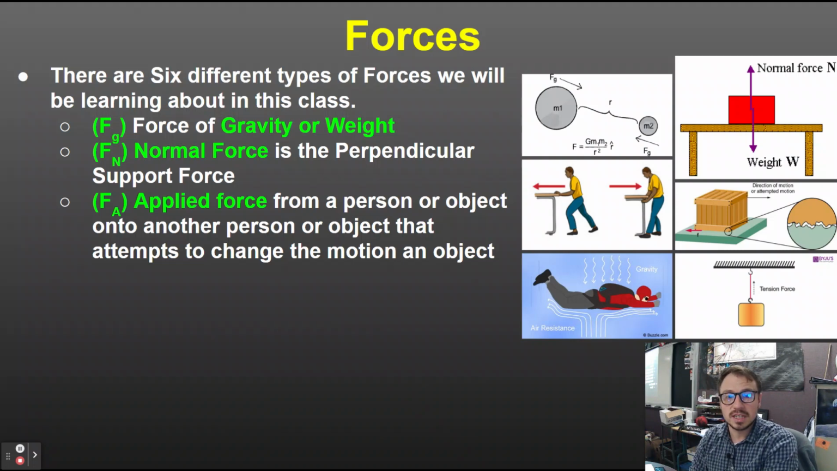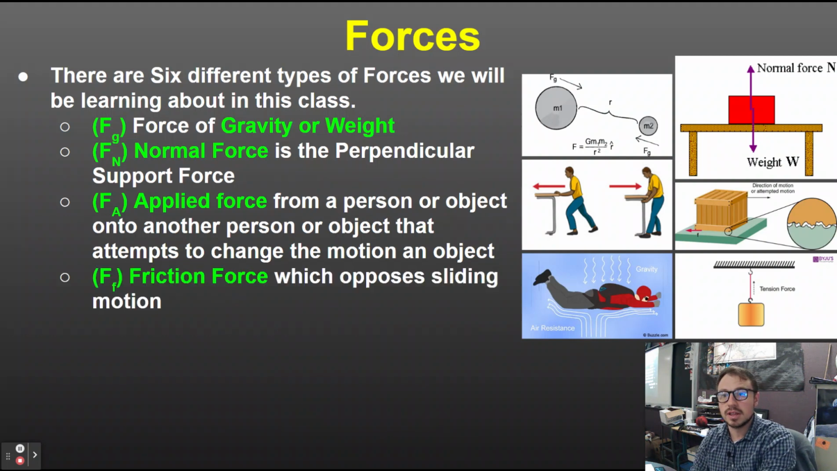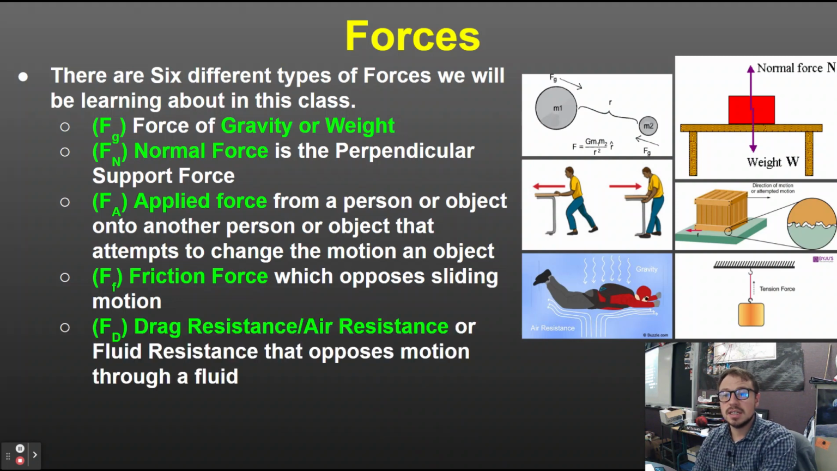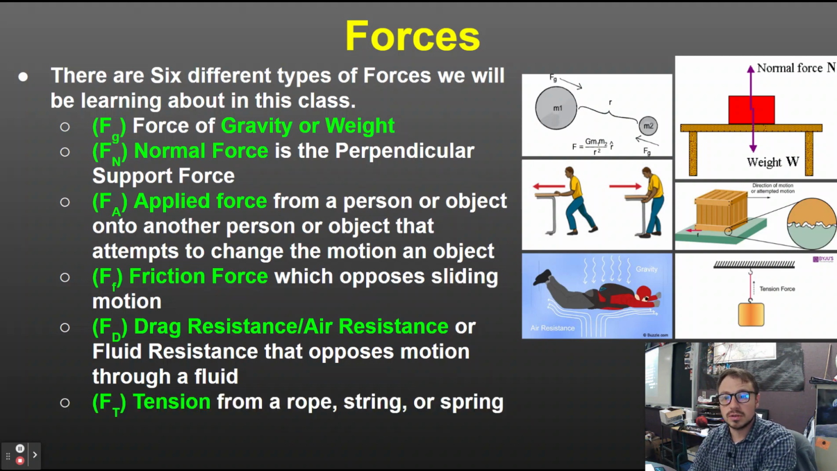Fa is the applied force. That's from a person or object onto another person or object that attempts to change the motion of the object. Ff is the frictional force, which opposes a sliding motion. Fd is drag or air resistance. I've also seen this written as air resistance. I write it as D just because I want that one letter, but we just say drag. It's fluid resistance that opposes motion through a fluid.